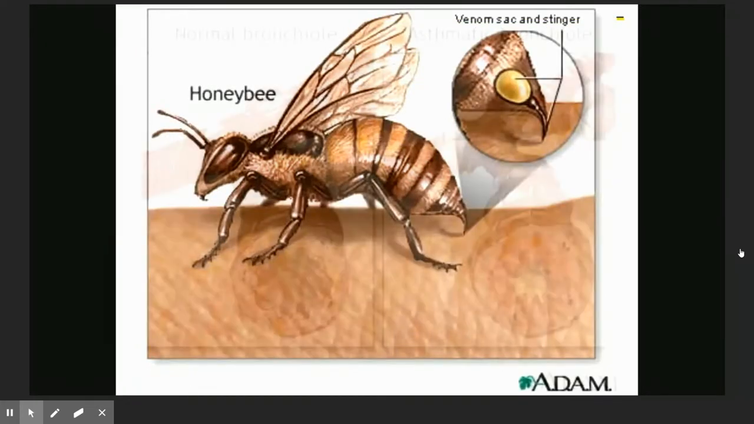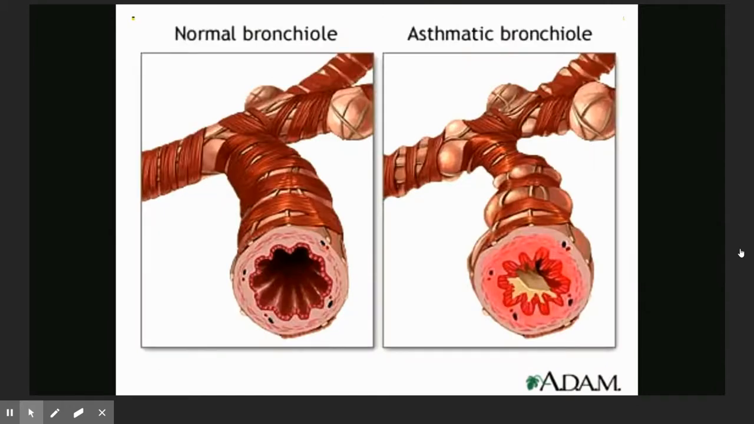But this is what the bronchioles look like. Look, those are normal. But look, that's what happens. You get constriction. You also get a huge release of mucus. And so it completely blocks these bronchioles. Look how much air could get through here versus how much air can get through there.